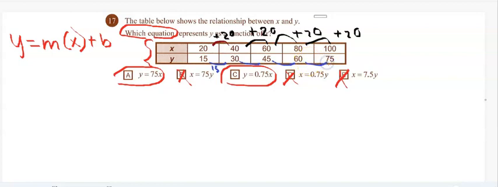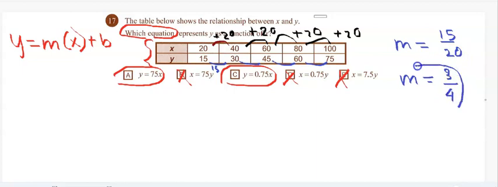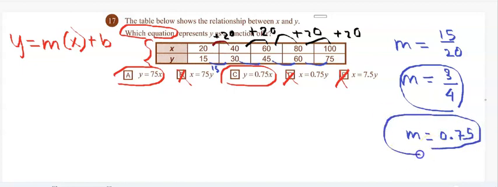60 to 75. So I'm going to say m equals rise over run, which is 15 over 20. But 15 and 20 are both multiples of what? 5. What's 15 divided by 5? 3. And what's 20 divided by 5? 4. Remember when I said I had 3/4 of a dollar, what does that mean? 75 cents, that means 0.75. So which one is the answer to this problem? C. So C is the answer. Okay.